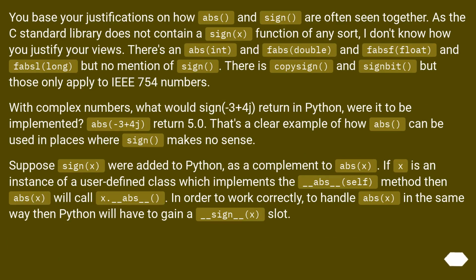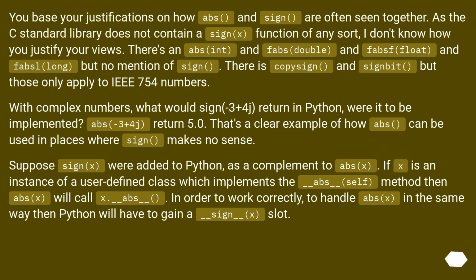You base your justifications on how abs and sign are often seen together. As the C standard library does not contain a sign(x) function of any sort, I don't know how you justify your views. There's abs for int, fabs for double, fabsf for float, and fabsl for long double, but no mention of sign. There is copysign and signbit, but those only apply to IEEE 754 numbers.